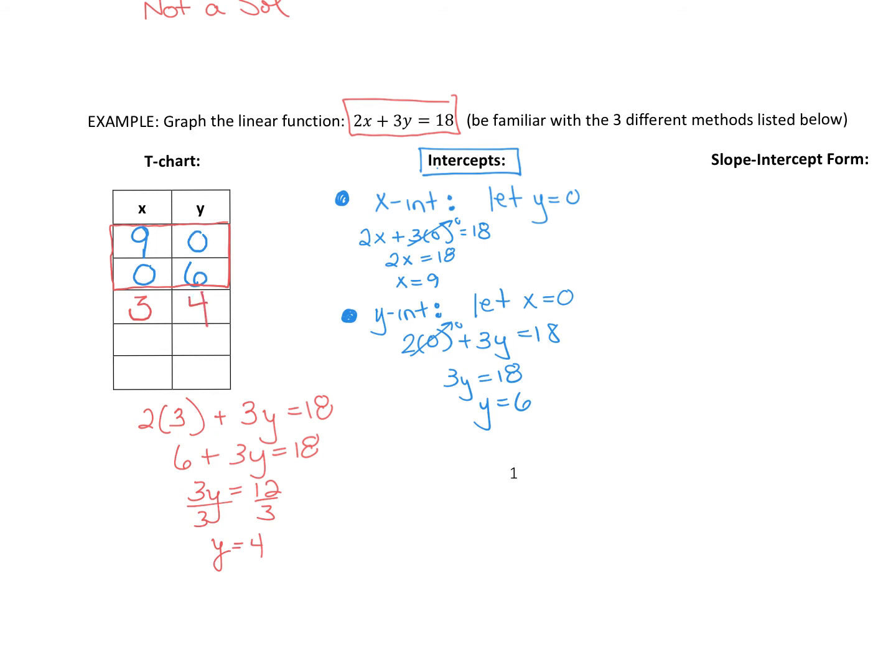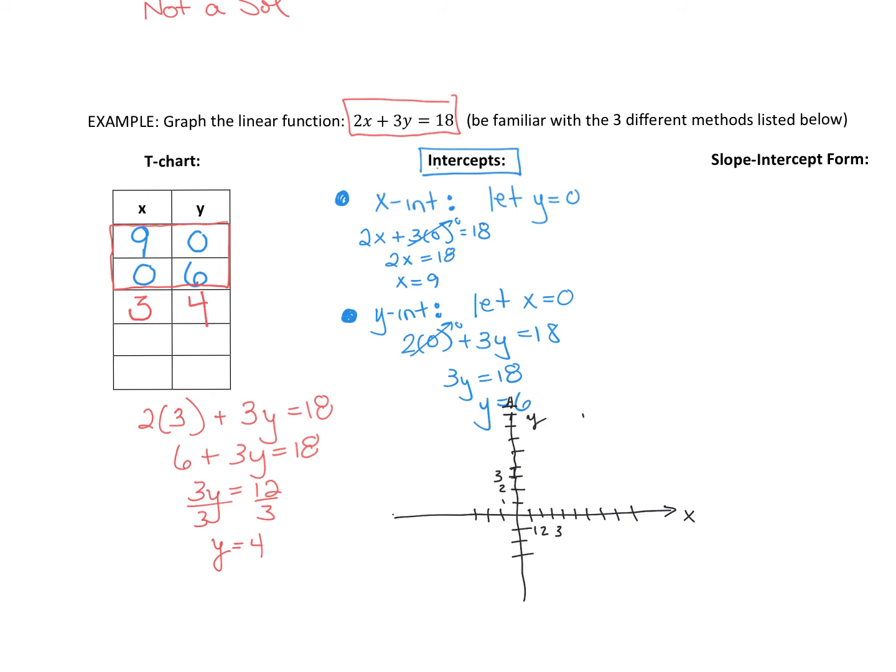So let's take a look at that graph. I'm going to go 1, 2, 3, 4, 5, 6, 7, 8, 9. 1, 2, 3, 4, 5, 6, 7, 8, 9. And I'm just going to go back a little here. Okay, so we're just going to assume a standard scale. It's always important that you do indicate what your scale is. This is the x-axis. This is the y-axis.